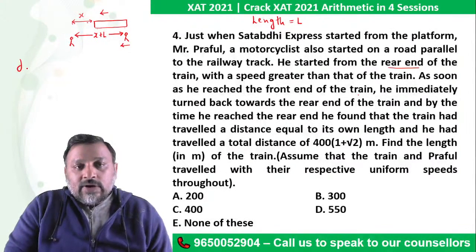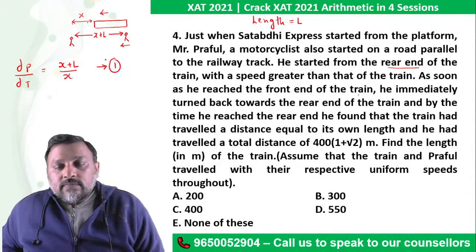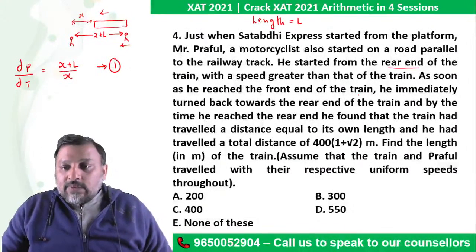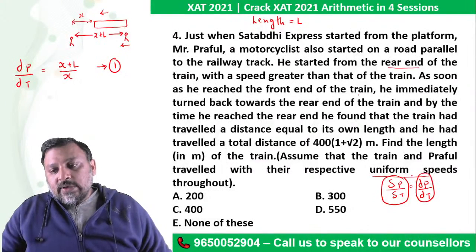So distance covered by Praful by distance covered by train is x plus L by x. So this is the first equation. Okay, we are just looking at the ratio of the distance. Since they are moving at uniform speed, can we say speed of Praful by speed of train would be same as distance of Praful by distance of train. Since this ratio is constant, this also has to be constant.